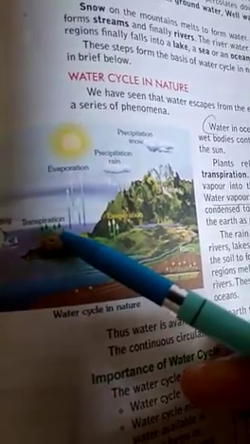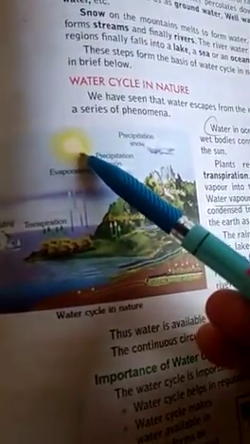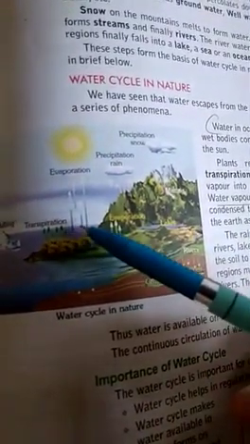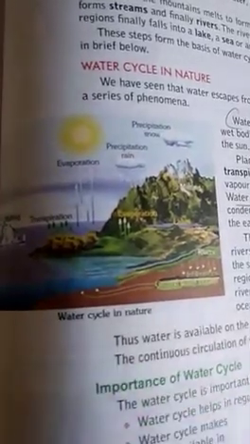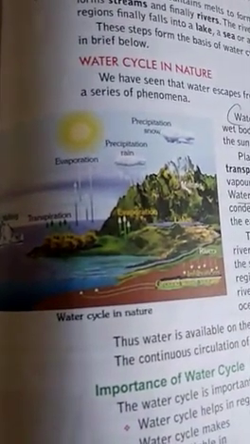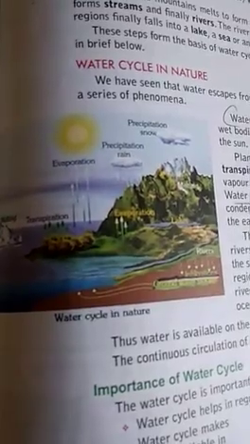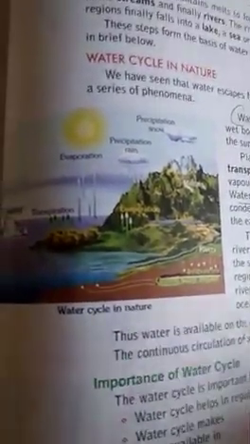transpiration takes place. By transpiration and by evaporation, due to the heat of the sun, water gets converted into water vapors. These water vapors go higher in the atmosphere. With the increase in height in the atmosphere, there is falling temperature. Due to the falling temperature, the water vapors get converted into smaller water droplets. That process is called condensation.